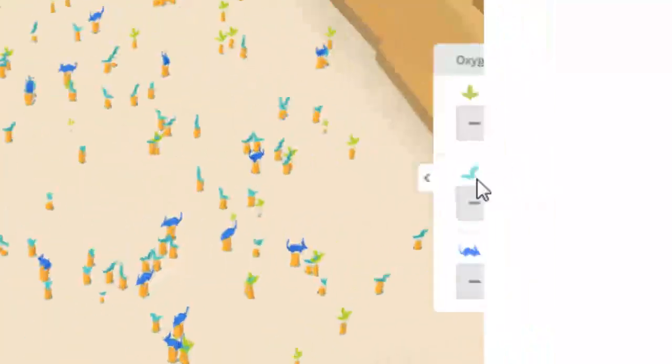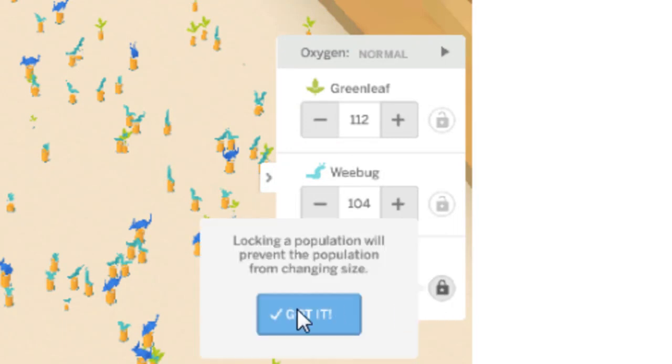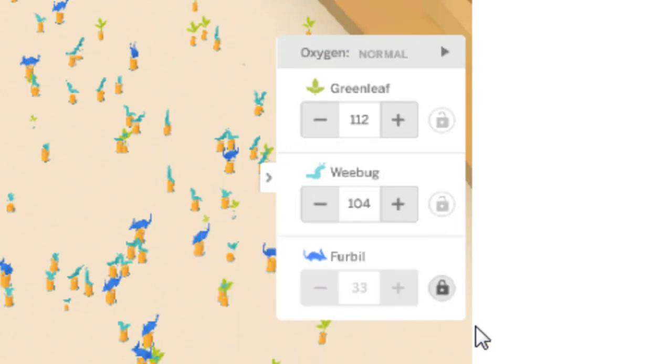The other skill you'll need is to be able to open the side menu and adjust populations using the plus/minus button, and then locking them in place. So when you lock a population in place, the pop-up tells you that that number won't change, only the other population numbers will change, and to see how that affects the ecosystem.